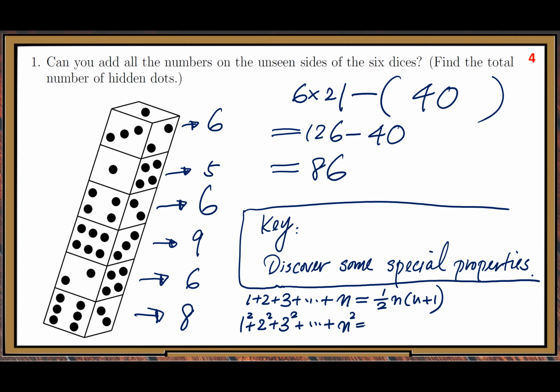Then, yeah, it's much more complicated to find this formula. But the answer is 1/6 times n plus 1, and the last factor is 2n plus 1. So this is the formula. Okay?